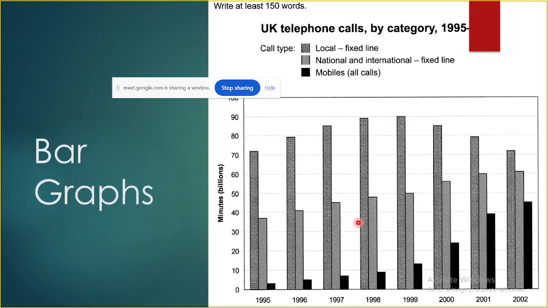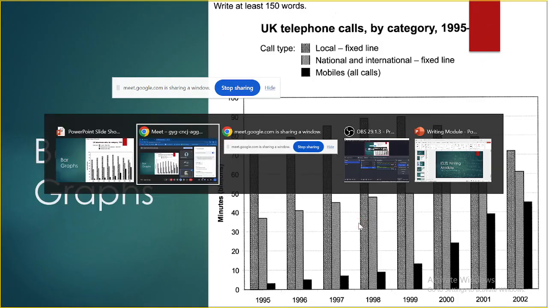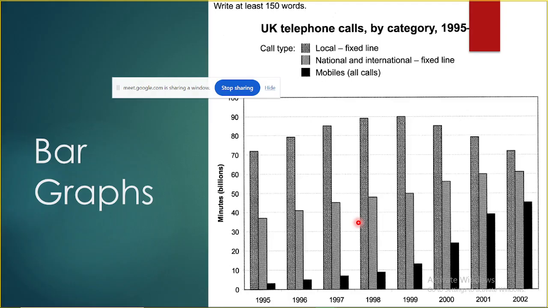Then we have bar graphs. This is a clustered column graph or a clustered bar graph, right? Here they have given you three columns or three bars. One is the local fixed line, the next is the national and international fixed line, and the last one is the mobile all calls, and they have given you a time period. So you are supposed to write in detail about them. Remember, you're not allowed to insert examples into your report.